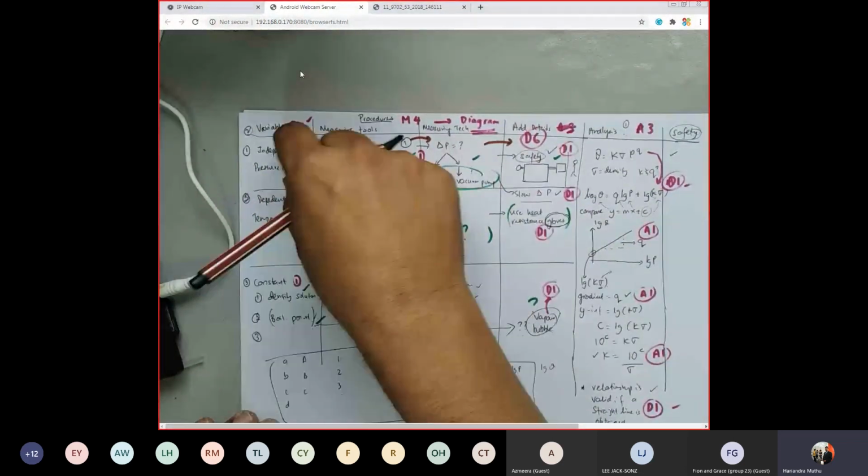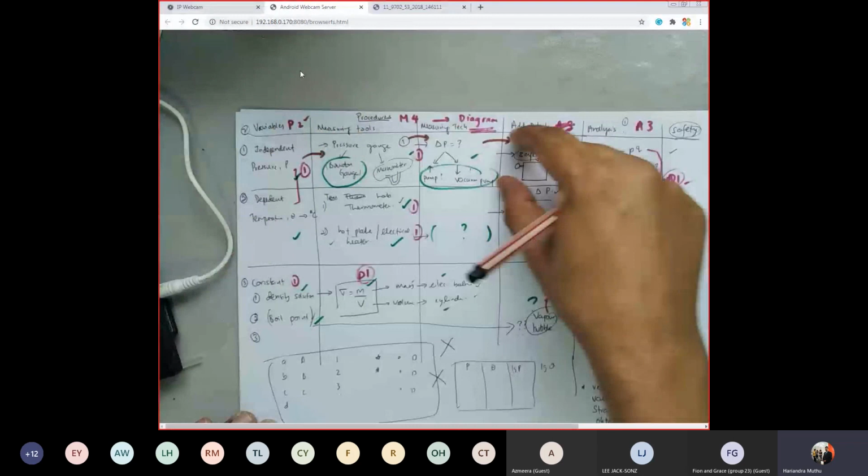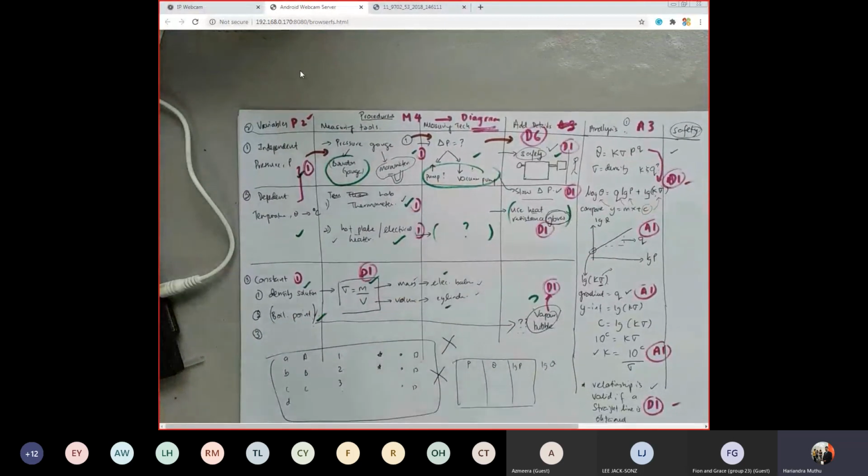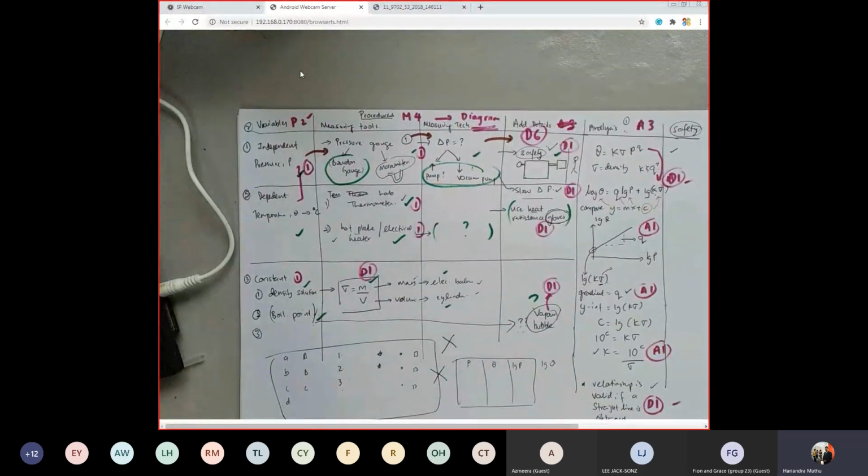Each of these is one sentence. One sentence. You want to put it in paragraph, up to you. Right? You want to put it in point system, up to you. Right? The examiner is not bothered about the format. How are they going to mark?